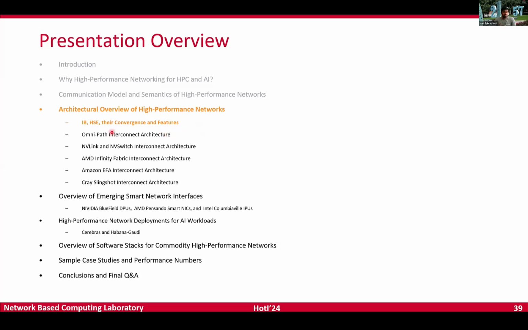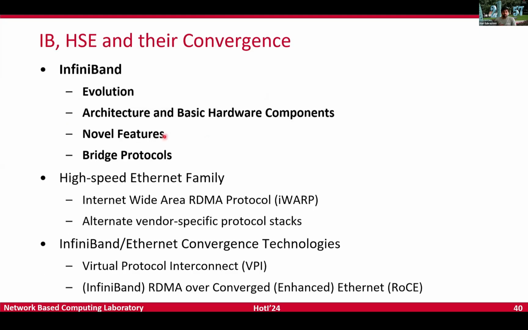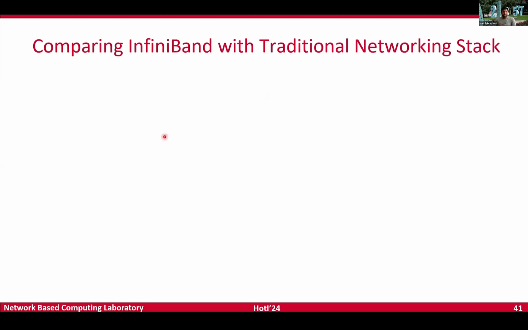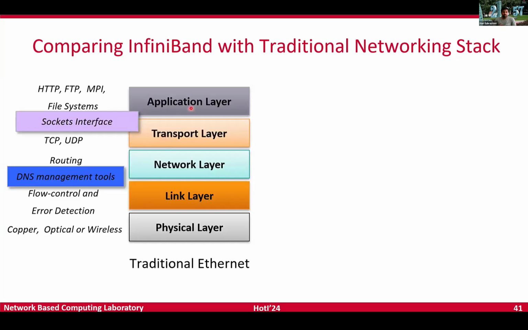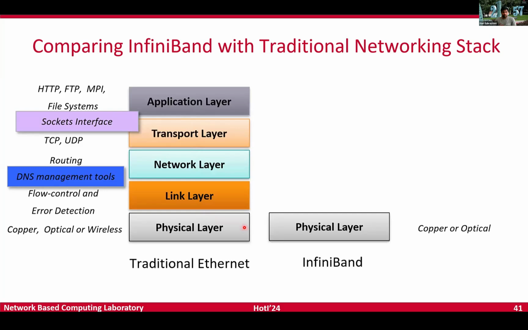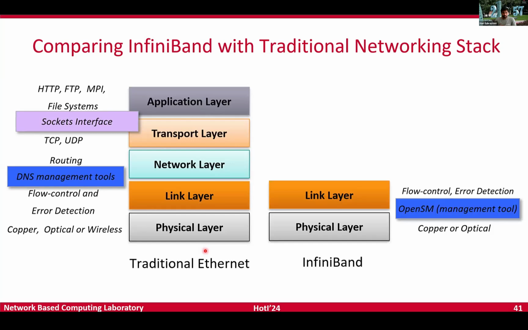So we'll start with InfiniBand and high-speed Ethernet and see how they are converging. Let's compare your traditional ISO OSI software stack, which has application layer, transport layer, network layer, and so on and so forth, with the IB or InfiniBand stack. If you look at the physical layer, one of the major differences is that InfiniBand does not have wireless. It does have copper or optical, similar to traditional Ethernet.